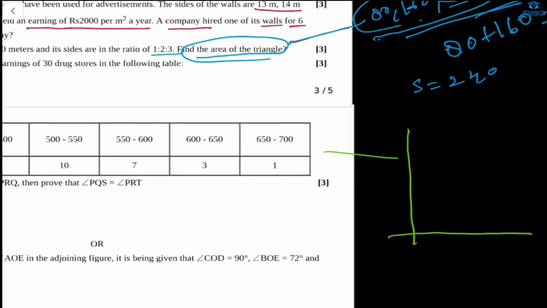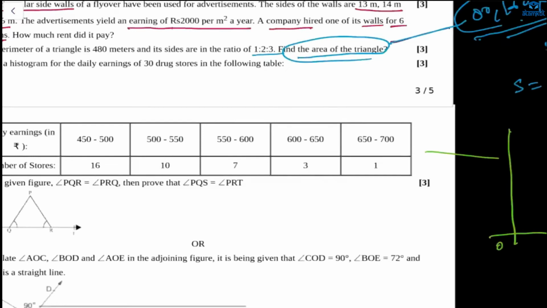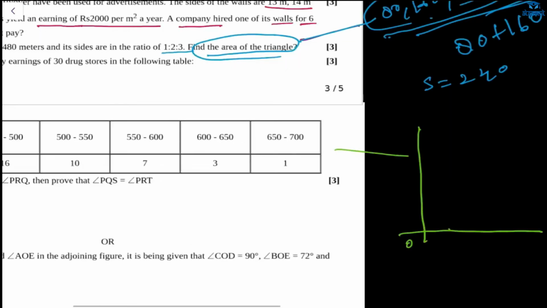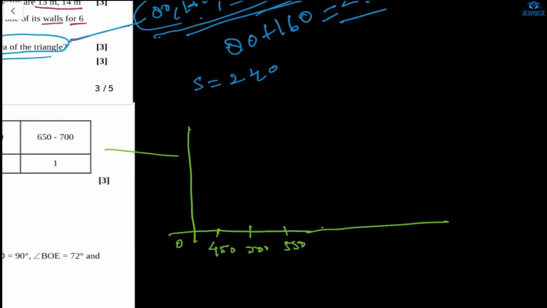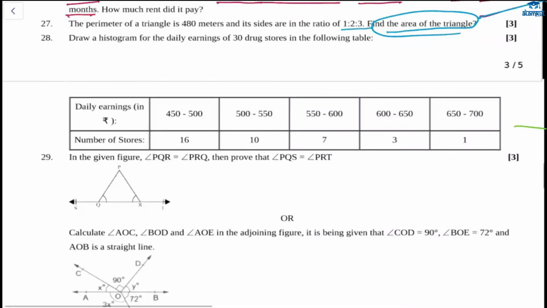Yes, 0, and I think you can start with 450. Initially you start with 450, and then after that you can move with a 50-50 gap: 500, 550, till 700 you have to go. So it will be 600, 650, then 700. Okay, I think it's 700 only. Now this will be how much? Till 16 it is going.